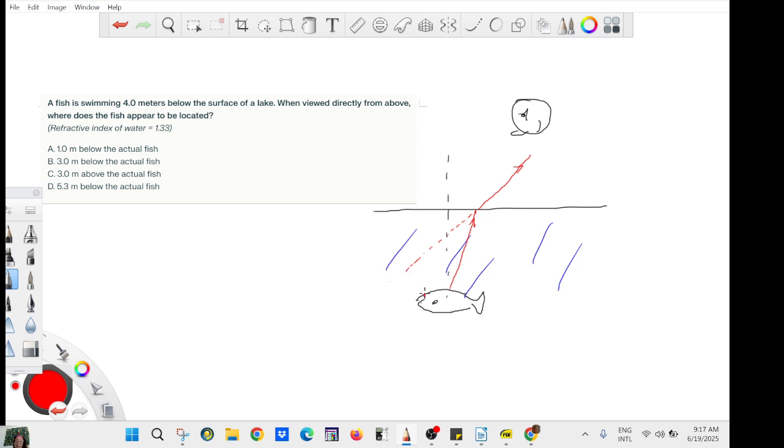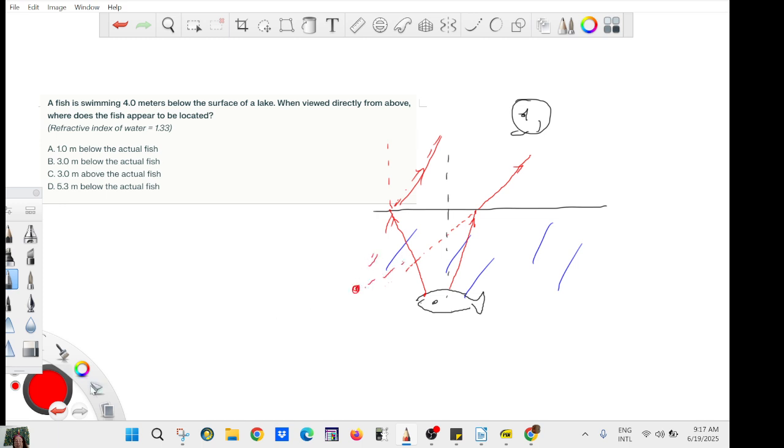And then here also, of course, the rays go in all directions, but this one will be caught by your eyes. So maybe you have one here. Okay, and it's also going to be refracted away, something like this.